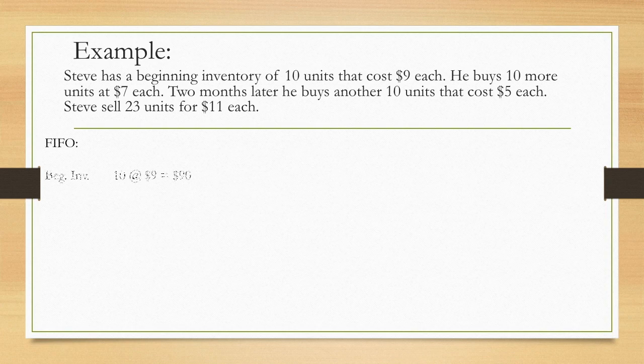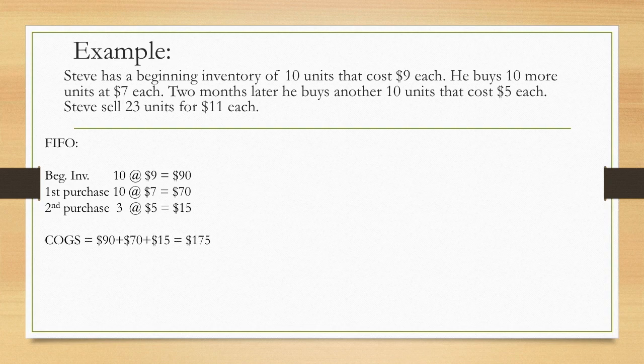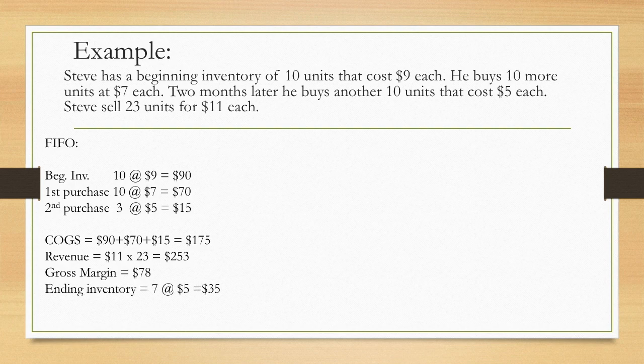Using FIFO, again, we take 10 from the beginning inventory, 10 from the first purchase, and 3 from the second. His cost of goods sold now equals $175. His revenue is the same at $253, and his gross margin now equals $78. His ending inventory also now equals $35.